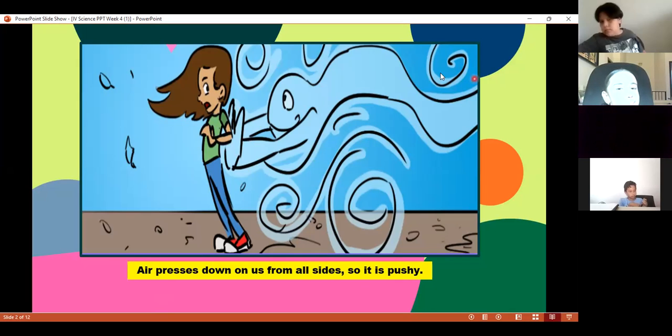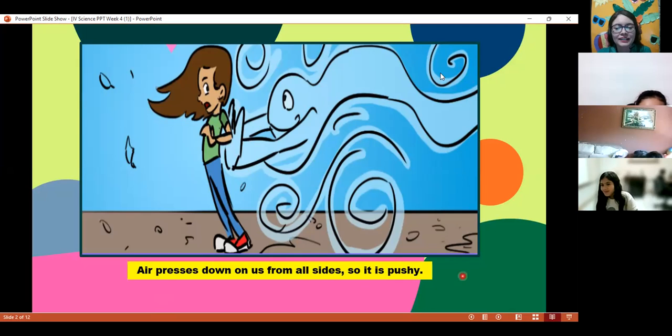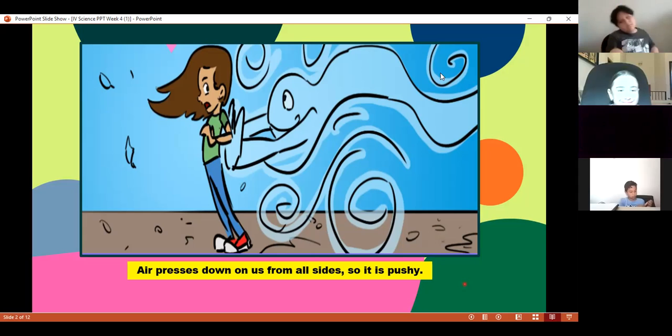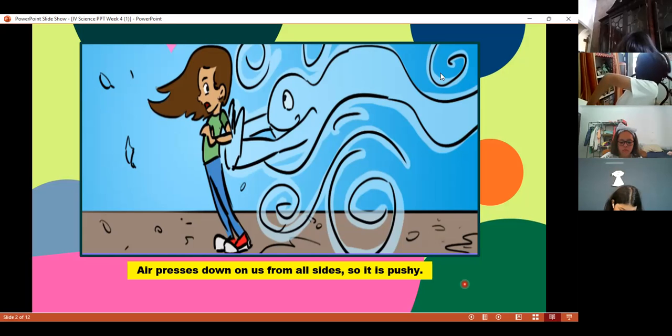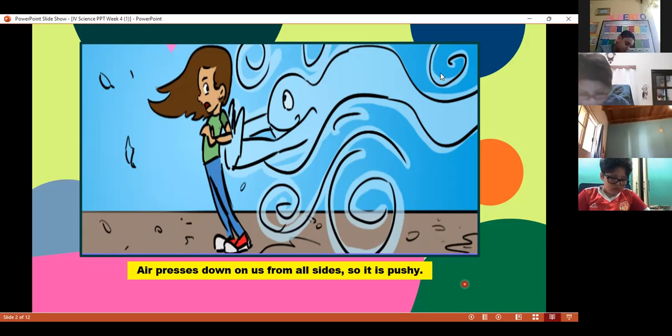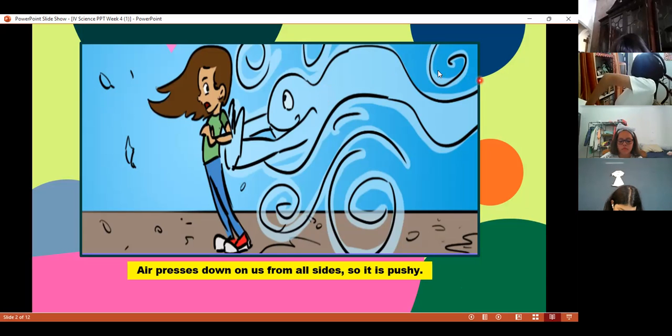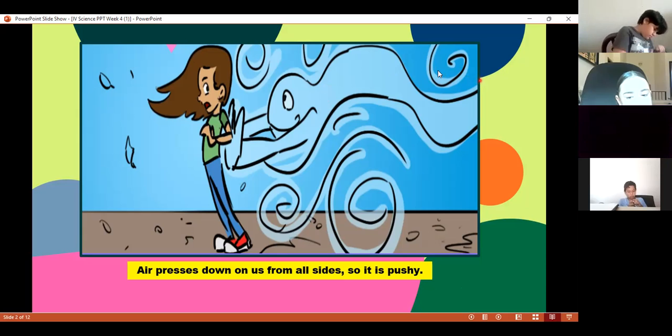So sometimes they say that if you are thin, the air is going to make you fly. They say that. If you are a thin person, you are going to fly. That's why they say that, because they know that the air presses everybody, every object, and it pushes. It's pushing down, it's pushing the person, the object.